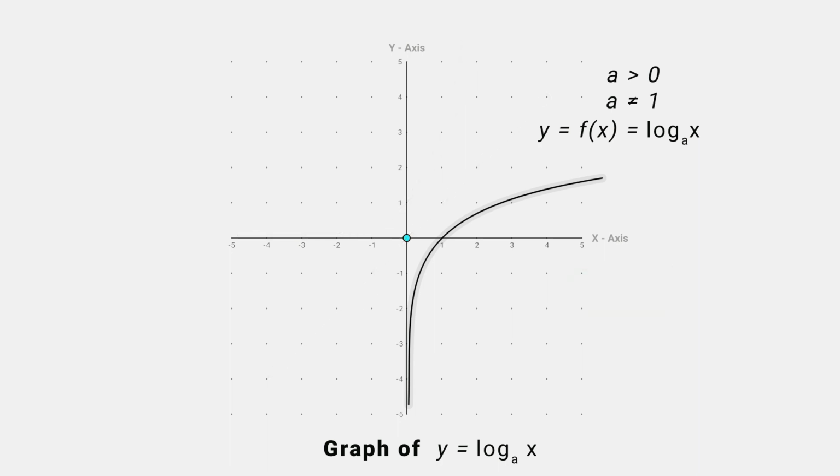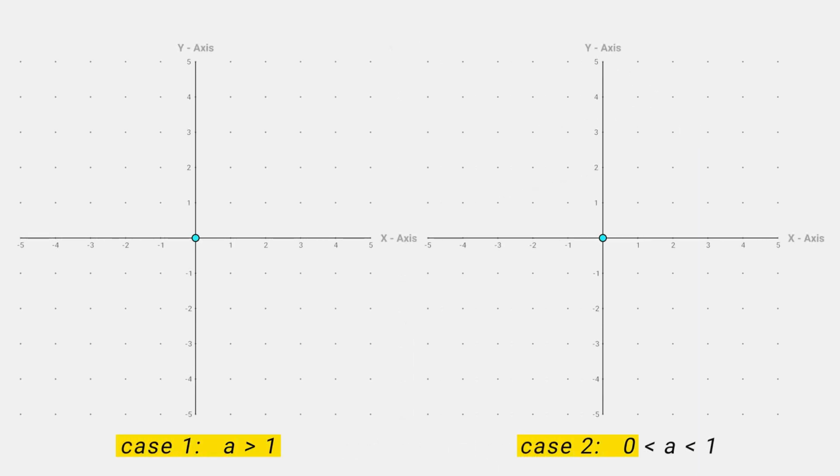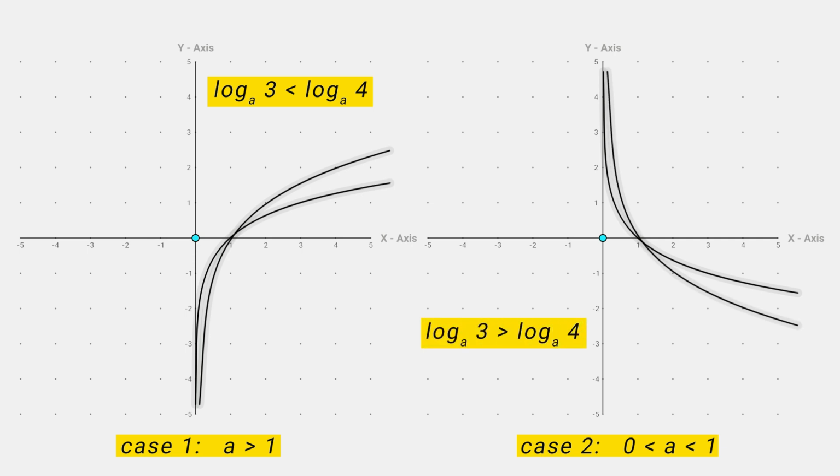As a is greater than 0 and a is not equal to 1, we have two cases, when a is greater than 1 and when a lies between 0 and 1. When a is greater than 1, in this case the value of y increases as x increases. So log a 3 is less than log a 4. And in this case, the value of y decreases with the increase in x. So log a 3 is greater than log a 4.